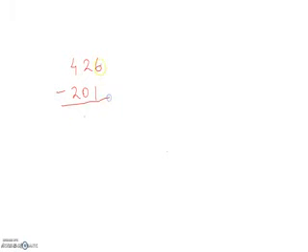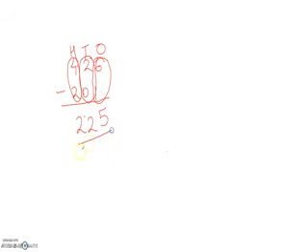That is 6 minus 1. Ones place, tens place, hundreds place. 6 minus 1 in the ones group is 5. Tens group, 2 minus 0 is 2. In the hundreds group, 4 minus 2 is 2 again. 225 is the answer.